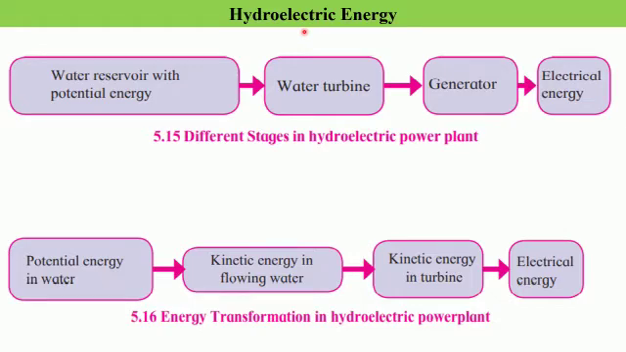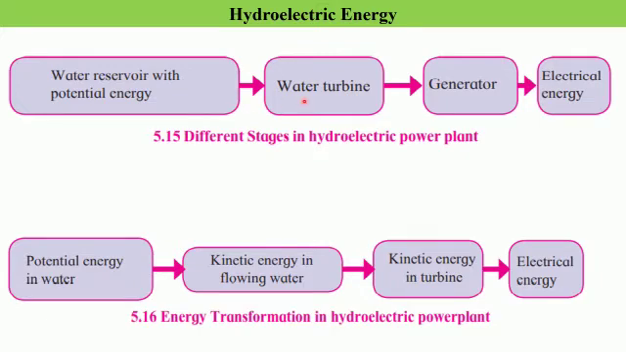So here we have a block diagram for a hydroelectric power plant. Water reservoir with potential energy. This is constructed with the help of a dam over a river. Now this water, which is at a height, has potential energy in it in the form of stored energy. When this water is allowed to flow down, it gets converted into kinetic energy.